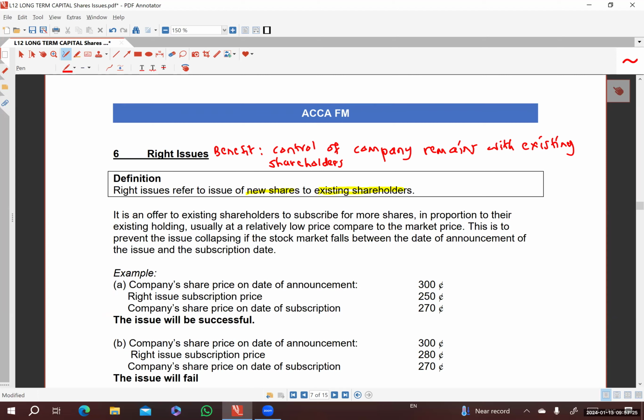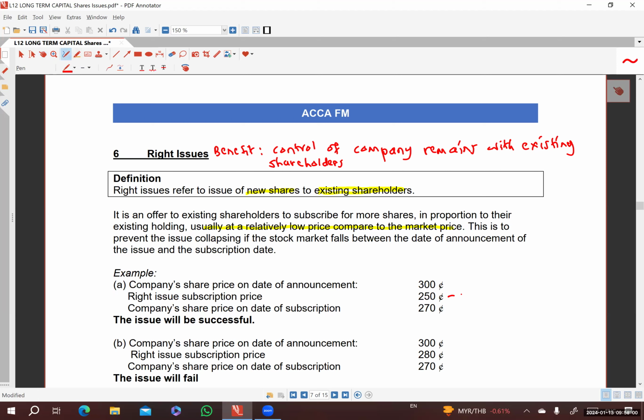So therefore, when a company makes a rights issue offer, they want the existing shareholders to buy the shares. Otherwise, they have to give them to other people. So to encourage the existing shareholders to buy the shares, the rights issue is normally priced lower than the market price. For example, if the market price now is $3, the rights issue will be made at $2.50.